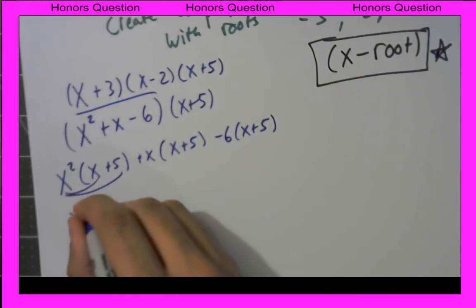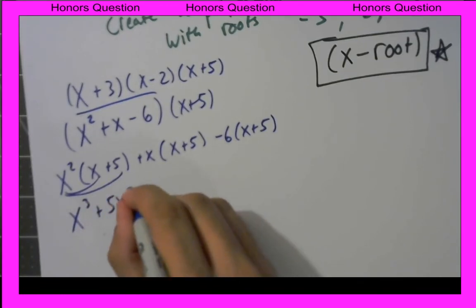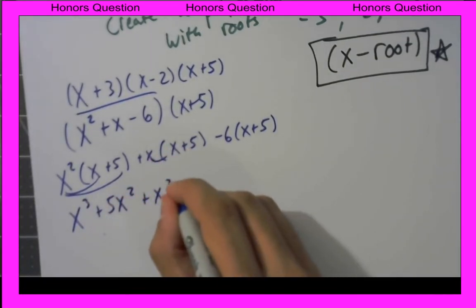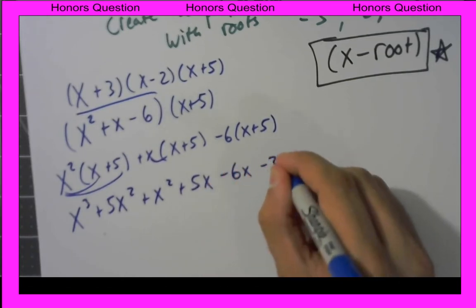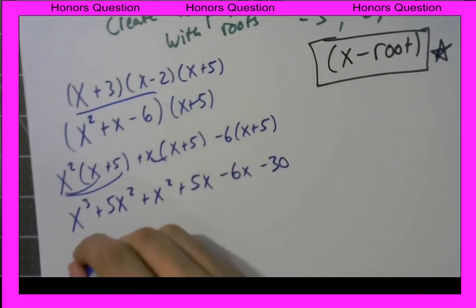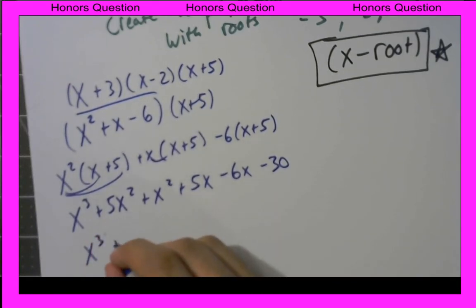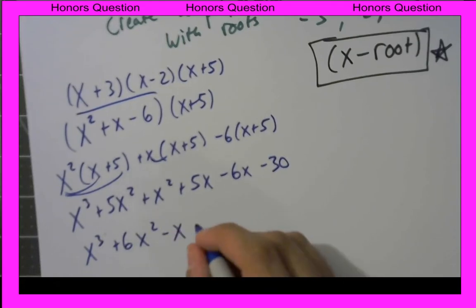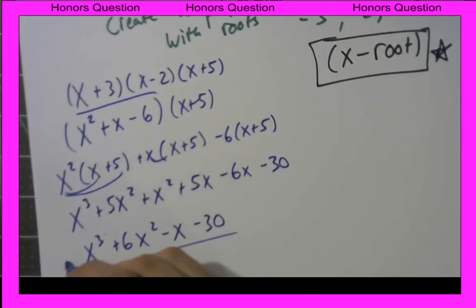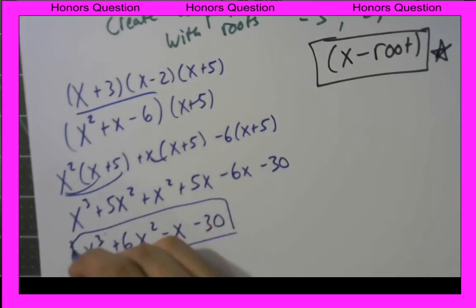So I have x cubed plus 5x squared plus x squared plus 5x minus 6x minus 30. Okay. X cubed plus 6x squared minus x minus 30. All right, and there's my answer.